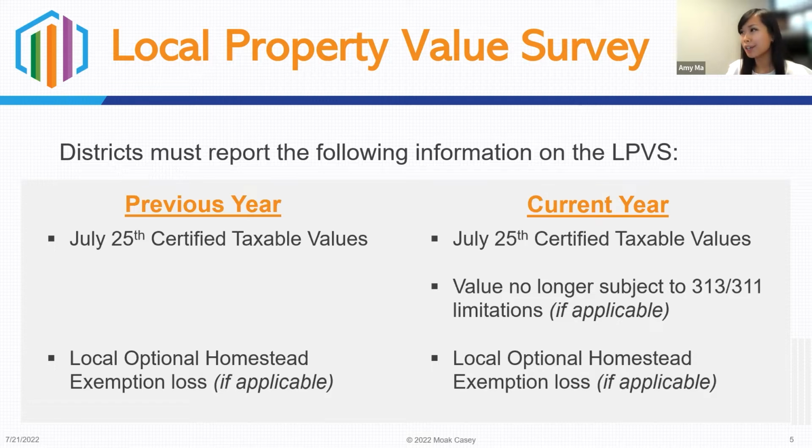For the current year, TA is also looking for your July 25th certified taxable values. They're looking for any expiring Chapter 313 or 311 limitations, only for that year, if your district has one. And again, TA is also looking for your LOHE if your district has one.